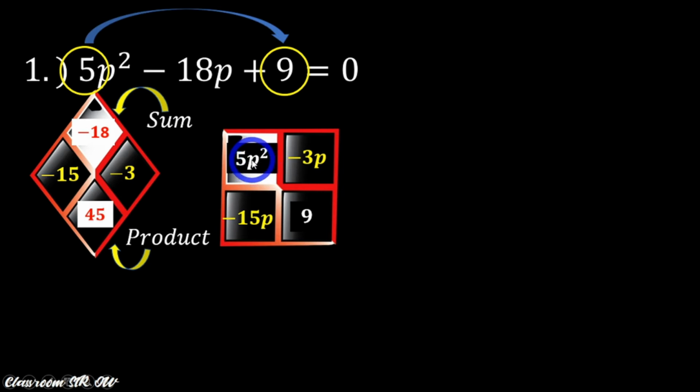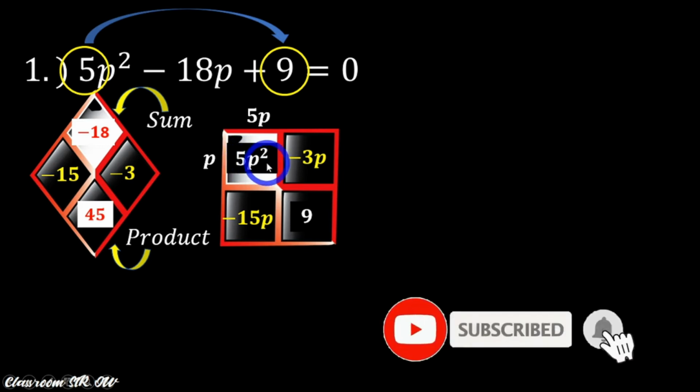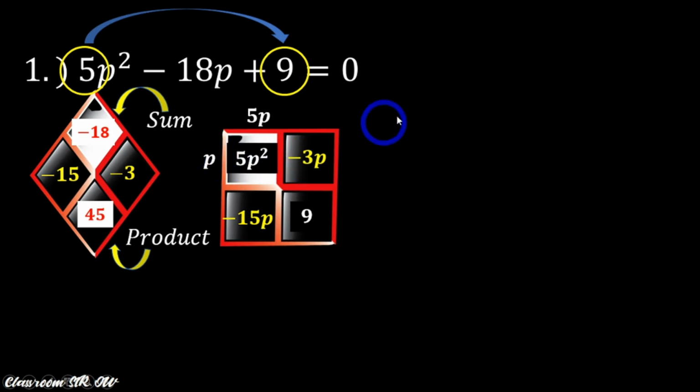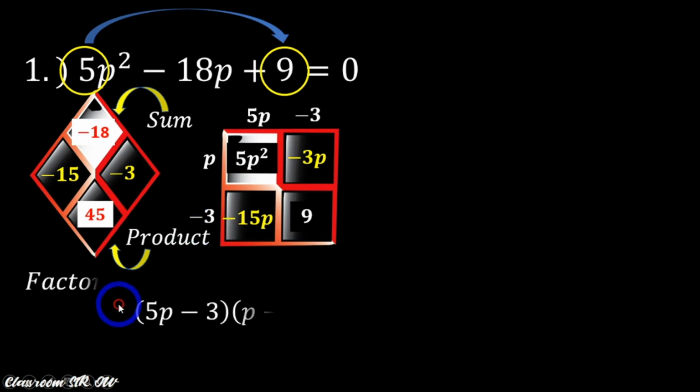The next step: if you analyze 5p squared, we can factor this one as p times 5p. 5p times p is of course 5p squared. After that, we divide negative 3p by p. That gives us negative 3. After that, we divide negative 15p by 5p, and that is negative 3. So after this, we now know our factors: 5p minus 3 and p minus 3.